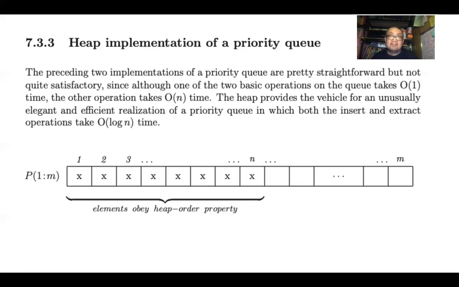So if we implement the priority queue using a heap, we will have log n for insertion and log n for extraction. And it's like a compromise. In an unsorted implementation, it's easy to insert, it's hard to extract. In a sorted implementation, it's easy to extract, it's hard to insert. In a heap, we have a compromise. It will take us log n to insert and log n to extract.